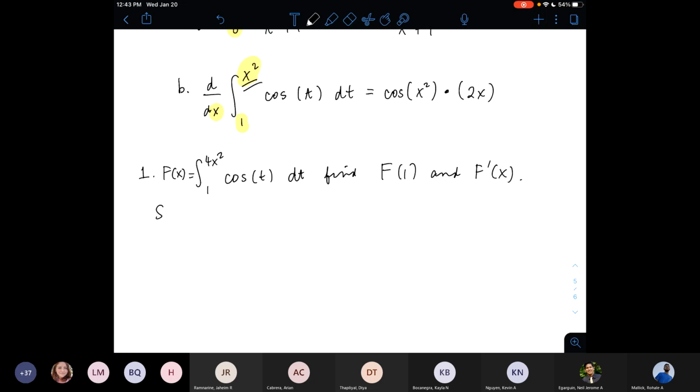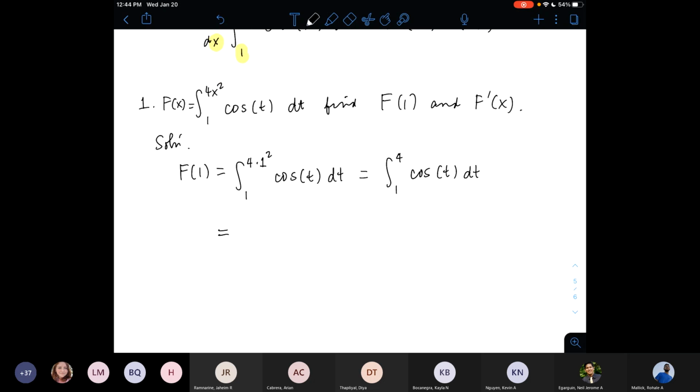So first, we solve for F of 1, right? How do we compute F of 1? Well, all we need to do is to plug in 1 for every x that we see in the function F, right? So here the function F is the integral from 1 to 4x squared. But instead of 4x squared, I'll have 4 times 1 squared of cosine t dt, right? So this would be the integral from 1 to 4 of cosine t dt. Right?